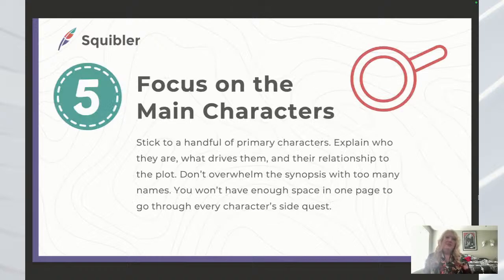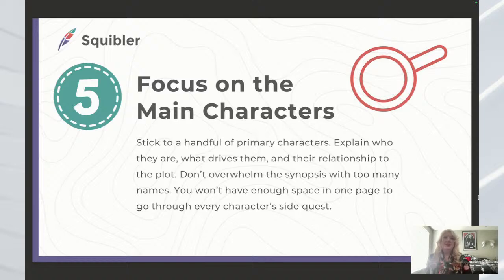For fiction, another tip is you want to focus on the main characters. Stick to just a handful of primary characters. Explain who they are, what drives them, and their relationship to the plot. You don't want to overwhelm the synopsis with too many names. You don't have enough space in one page to go through every character's side quest.